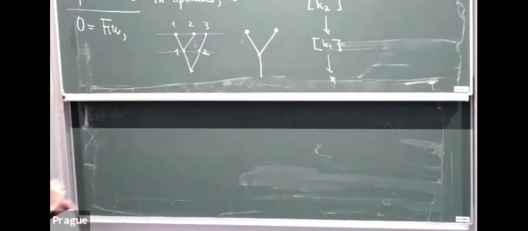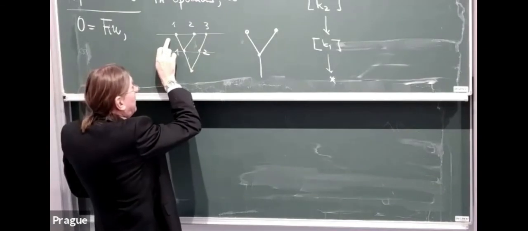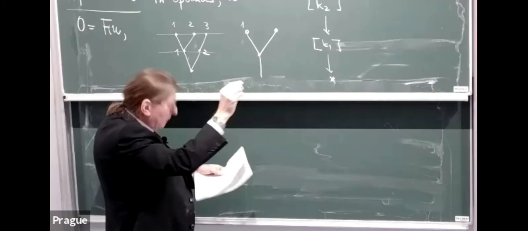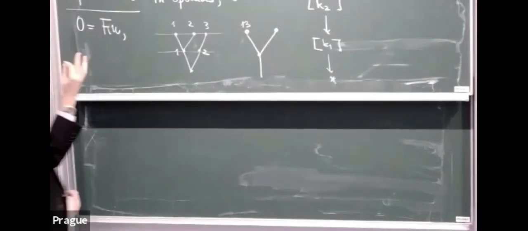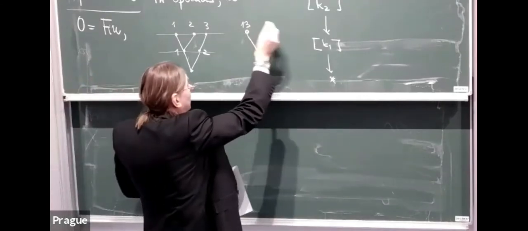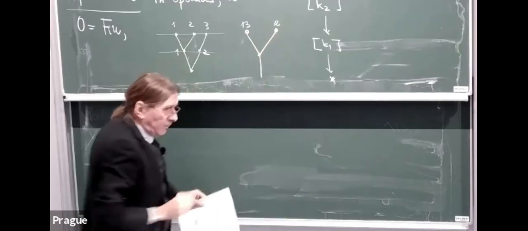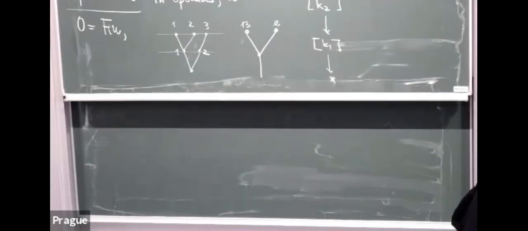And I define a map. I define a map by saying that it sends 1 and 2 here. No, I will do it even more complicated: 1 and 3 here into the first leg, and 2 into the second. So it's a well-defined map of trees.